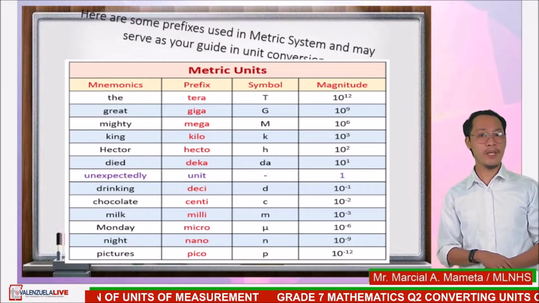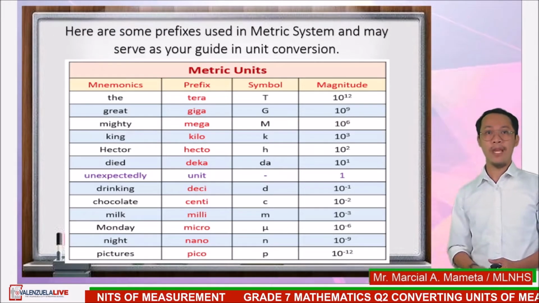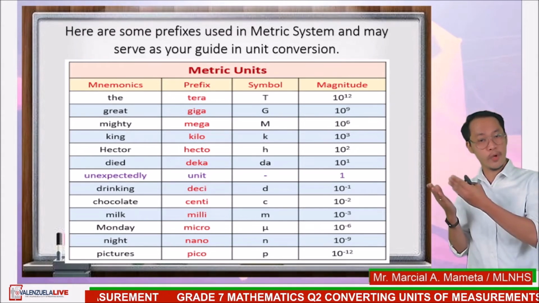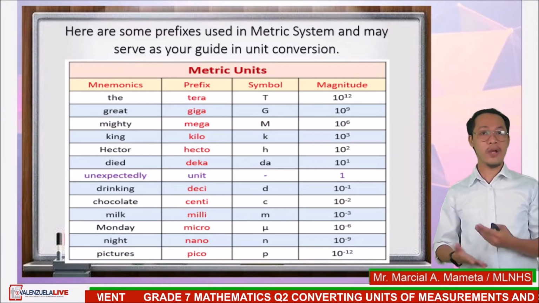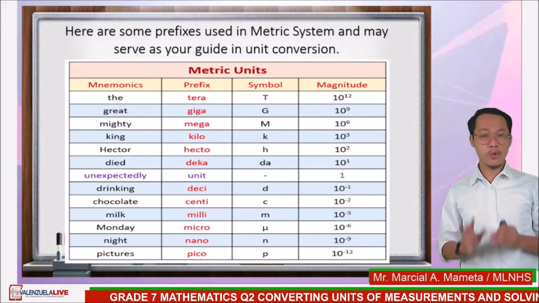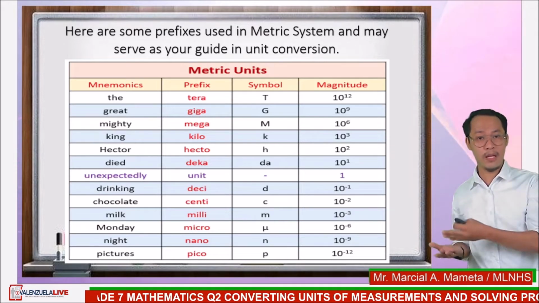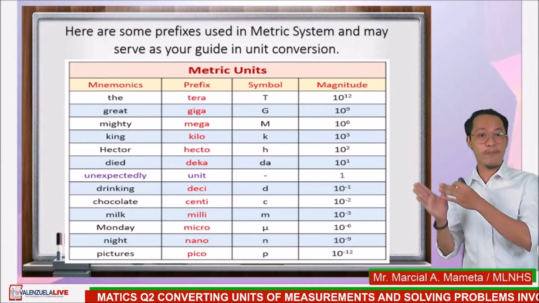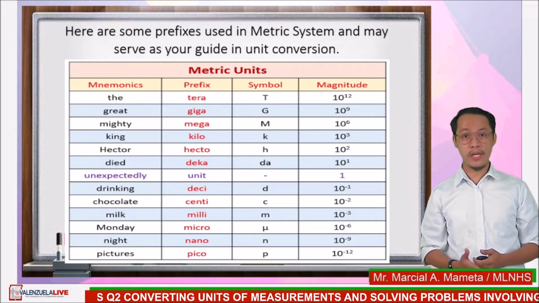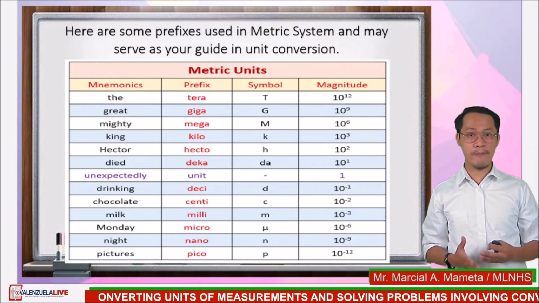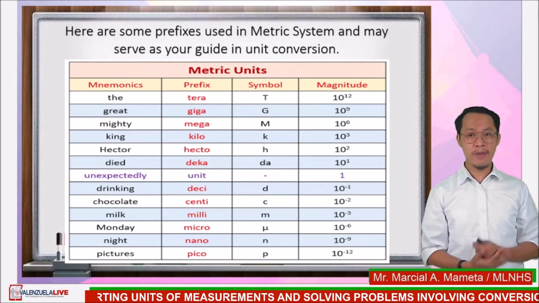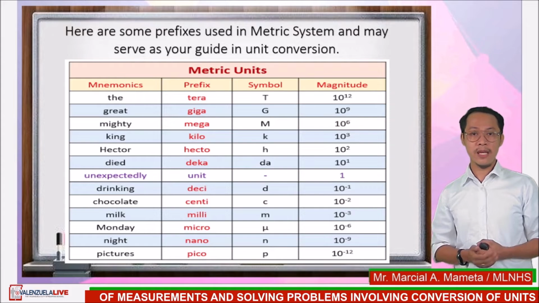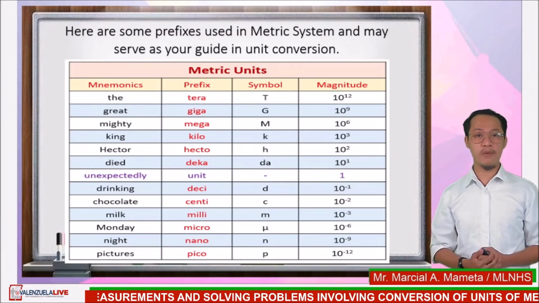Here are common prefixes used in the metric system and may serve as your guide in unit conversion. Let us see how this conversion line works. Let us try to use it in converting from one unit to another. Based upon our given table here, we also have the corresponding mnemonics for every prefix. The purpose of mnemonics is for you to have an easier time remembering the prefixes. So here are the mnemonics: The great mighty King Hector died unexpectedly drinking chocolate milk Monday night pictures.